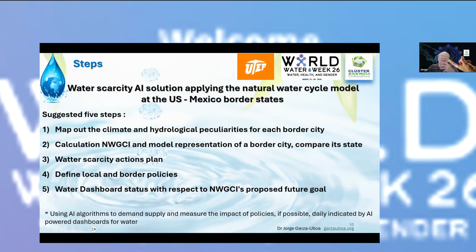And we are going to generate an artificial intelligence dashboard status. That means that we can see on only one screen everything that's going on and see if we are going to reach our future goals. Using artificial intelligence algorithms for demand and supply, and to measure the impact of policies, is possible daily in a dashboard to see if it's working or not. Of course, it's going to take time. We have spent so many years warming up; we need a lot of time to cool down.